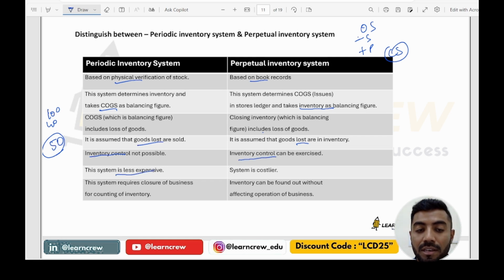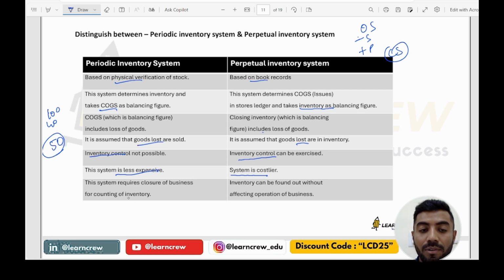The periodic system is less expensive. In a small organization, they simply count the inventory, so it is not that expensive. Here, in the perpetual system, you need to put in software and train a person who knows how to use it, along with a barcoding system and proper systems to be maintained. Considering all of that, this system will be costly. In a big organization, they usually use this. The periodic system requires closure of business for counting of inventory.